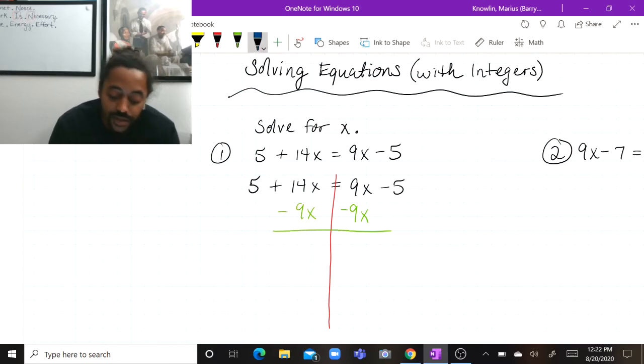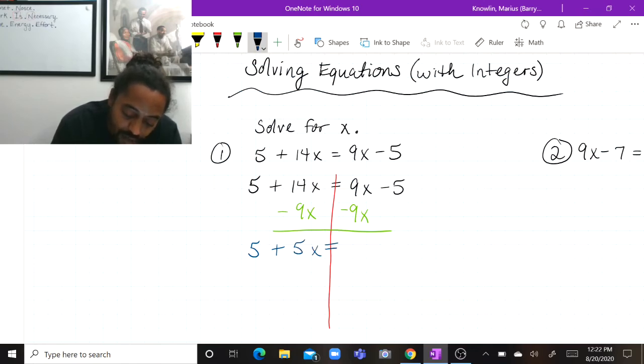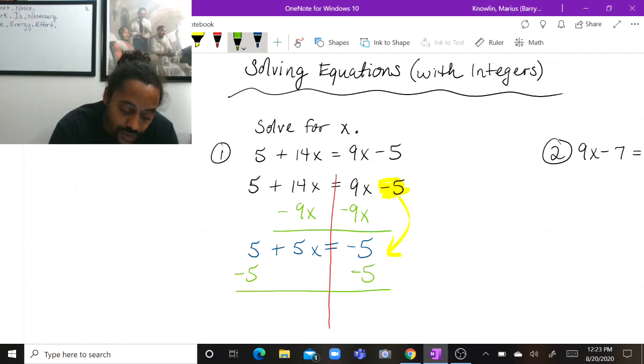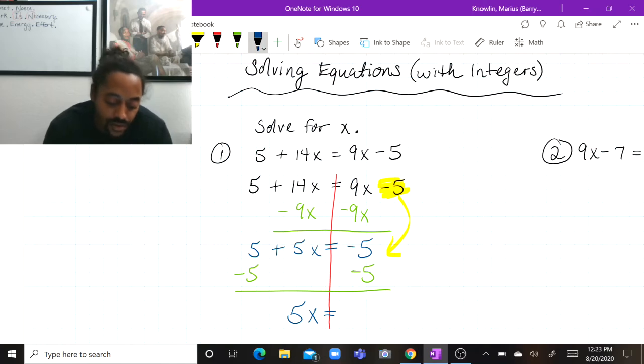And then I'm going to go ahead and do the operation. I'm going to bring down that 5, and 14 minus 9, that's going to make that what? Positive 5. And then that negative 5 that's over here, this negative 5 right here, we just drop that down. Okay, so negative 5. Now I'm going to go ahead and I want to get my other like terms together, my constants. So that's going to be minus 5 or negative 5 on both sides. And once we do that, the 5x comes down, equals, now these two are the same signs.